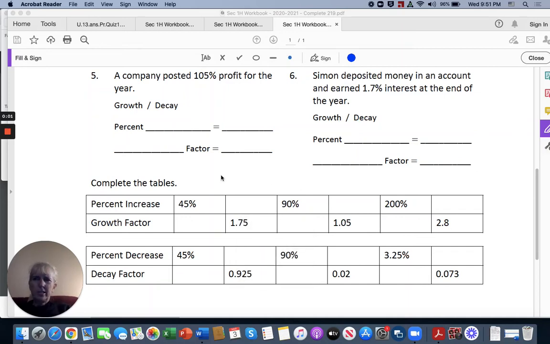Hello students. Today we are going to go ahead and continue on with 14.1, growth and decay. And this is the second page, so just turn it over from your other paper.